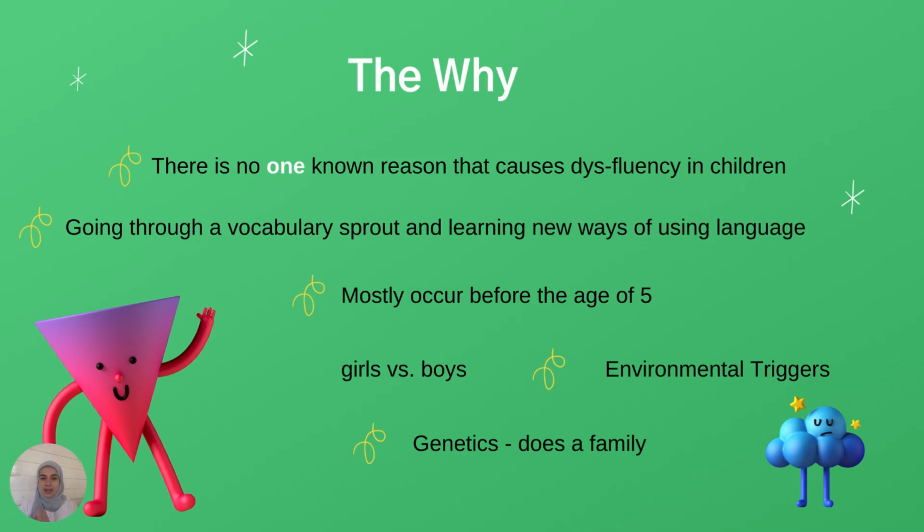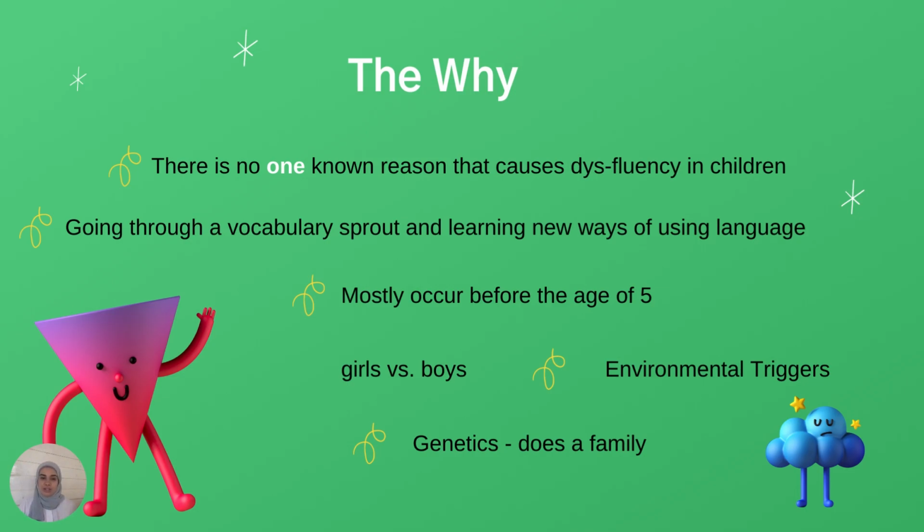So going through a vocabulary sprout and learning new things and using new languages is sometimes a reason why a child will stutter. So if your child is used to speaking a certain language at home and he joins a school and they're speaking a different language there, a stutter might appear. If your child is at a certain age where his vocabulary is increasing, either because he's growing or because he's in an environment where he's gaining more vocabulary, a stutter might become apparent there. Most of these issues happen before the age of 5. So all these episodes of mild stuttering usually happen before the age of 5, and as we said, that's normal.